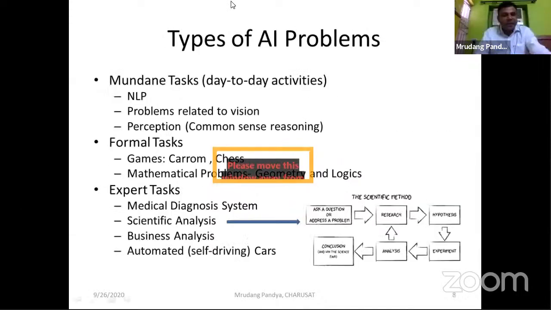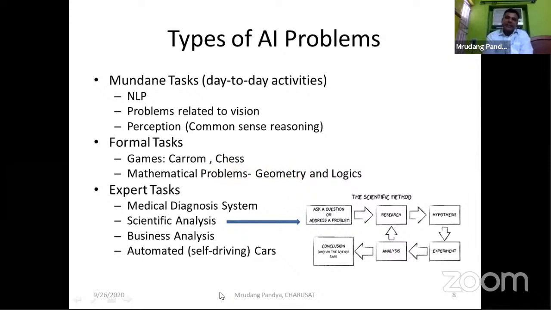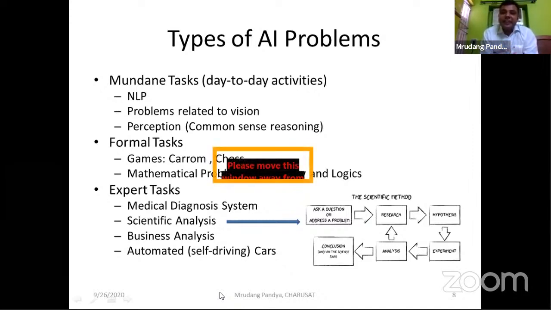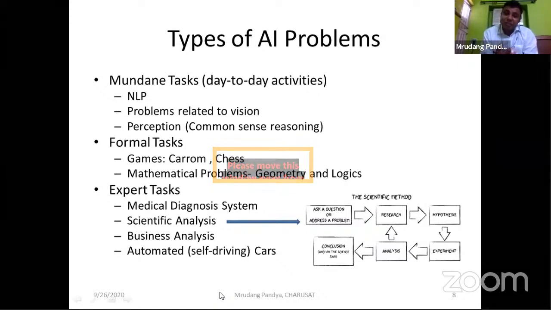Two types of problem, all right? AI related problems, right? So there are basically three domain related problems, or three types of problem. One is a mundane task, second is formal task, and third is expert task, right? So expert task is related to, you can consider, the medical field, as I have taken the example of that cancer classification part, right? A medical diagnosis system, right? IBM has already made that system also. If you remember Watson, you can search Watson in Google, you can find that thing.